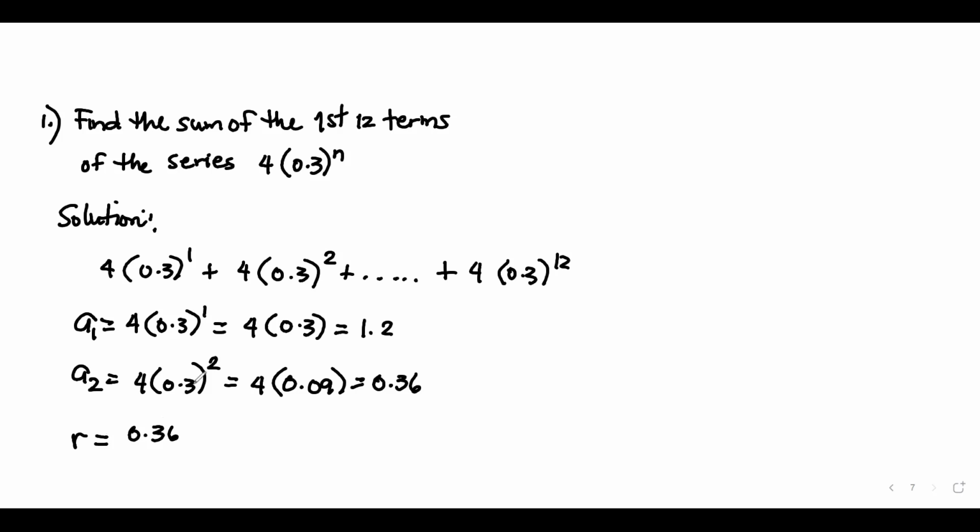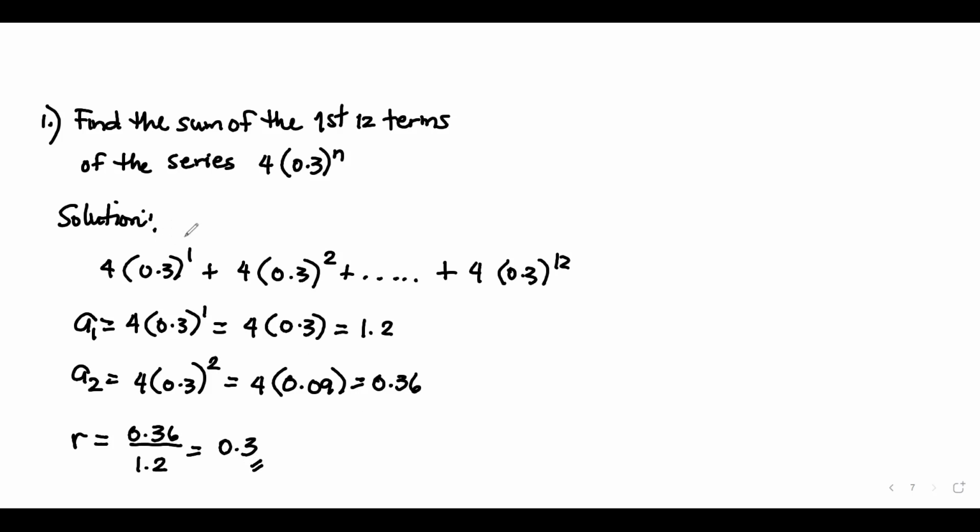0.36 divided by, so that's the second term divided by the first term, 1.2. So we will have the ratio, which is 0.3. If you want to check the third term divided by the second term, it's just the same, which is 0.3. Now let's continue.